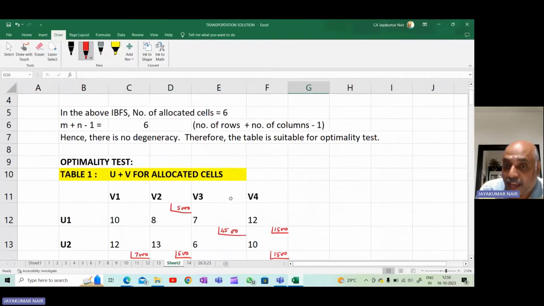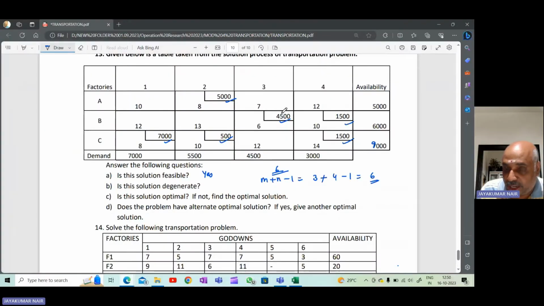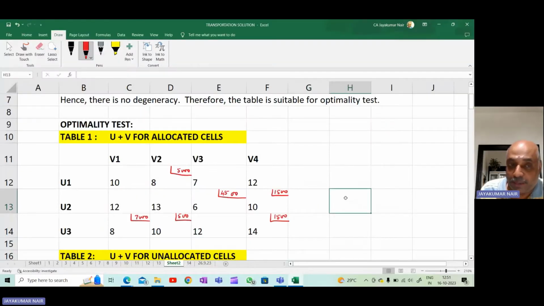Therefore, the table can be used for optimality test. Whatever question is given, we can check for optimality. So we can move to the second question, to check whether the solution obtained is optimal or not. So how do we check whether the solution is optimal or not?